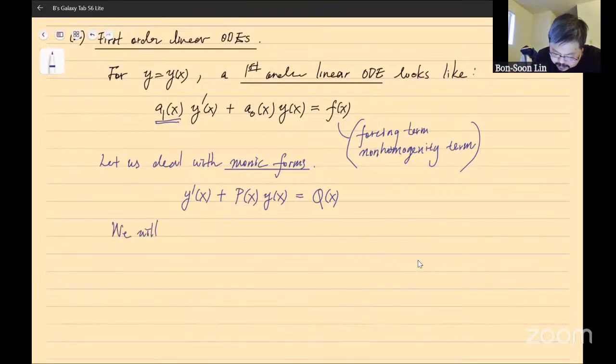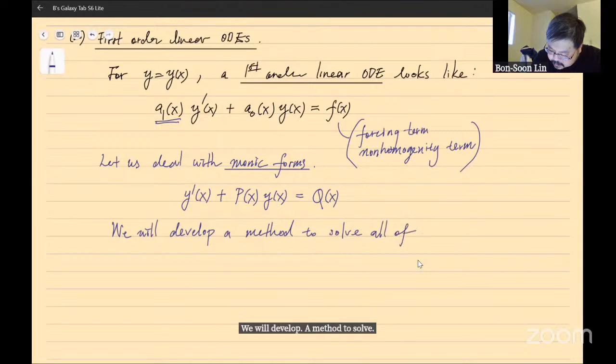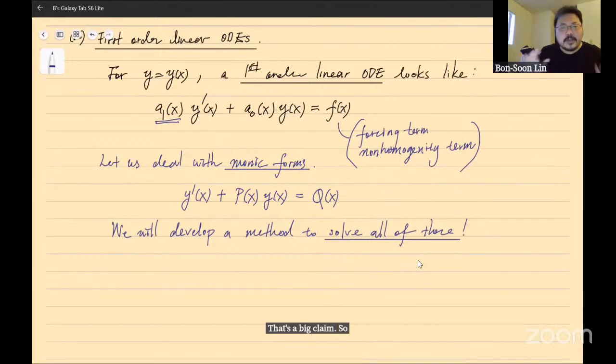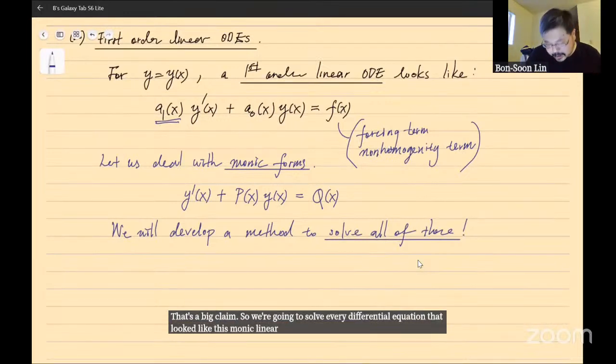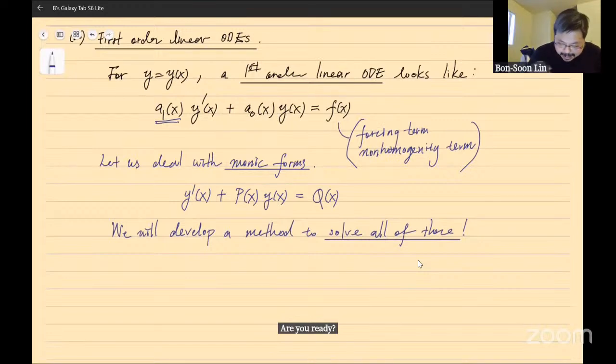We will develop a method to solve all of these. Wow, that's a big claim. So we're going to solve every differential equation that looks like this monic linear first order ODE. Are you ready? Okay, that's our task. How do we do this?